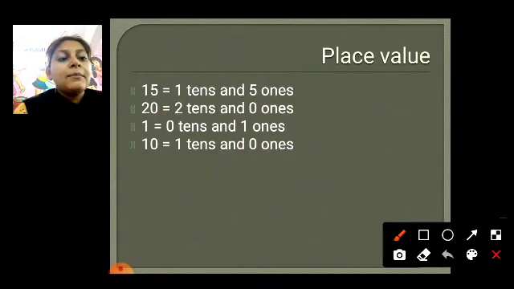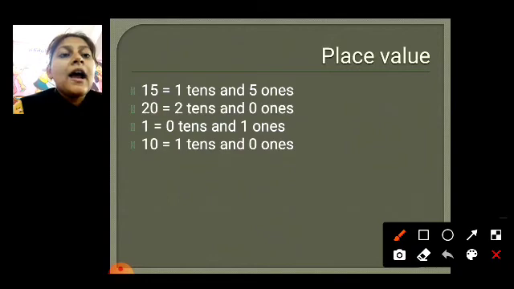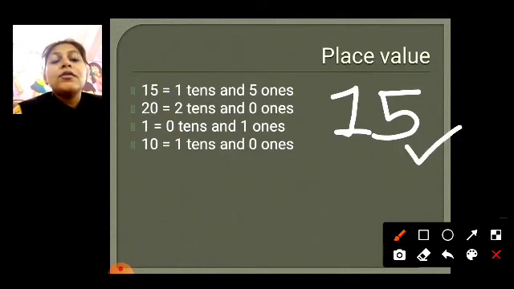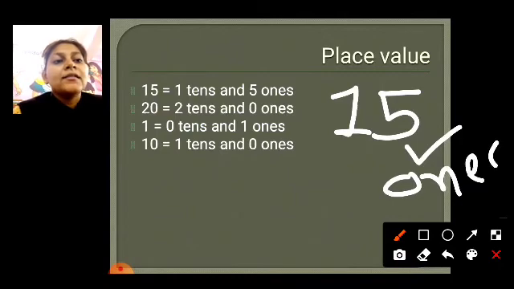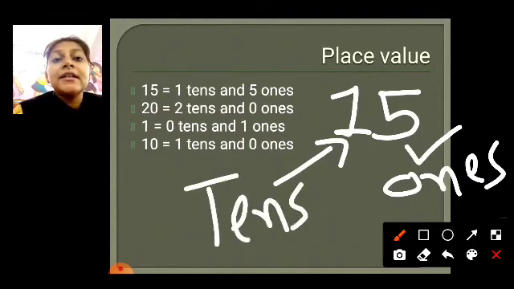Now you have to remember one thing. Which thing? If there are 1 and 5, right? So 15. So this number is on the right side. So right side number are always ones, right? And this number is on the left side. So left side number is always tens. This is the trick you have to remember. The right side number is ones. It means 5 ones and 1 ten, right?